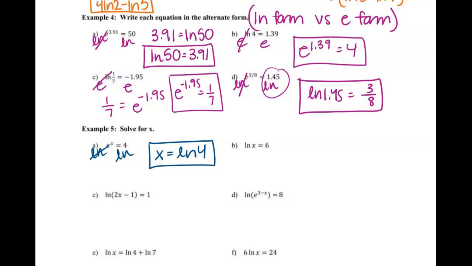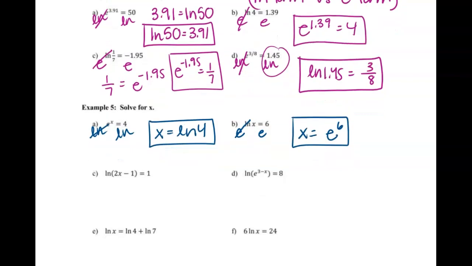For part B, the x is stuck in there with the natural log. So I'm going to e both sides. It's like exponentiate or something, but I'm going to e both sides. That's what I call it. E to the natural log goes away. So x equals e to the 6th.